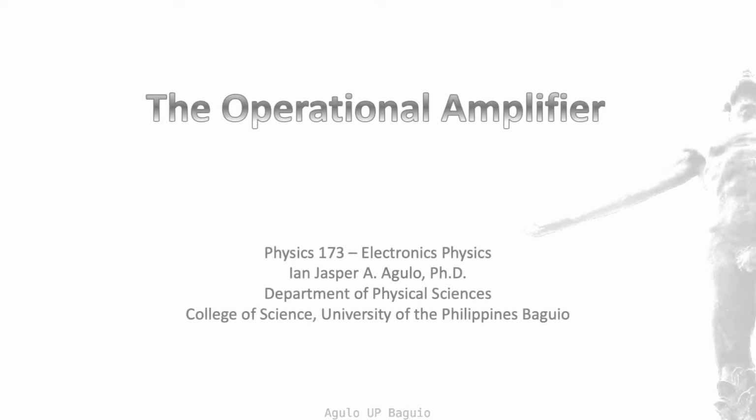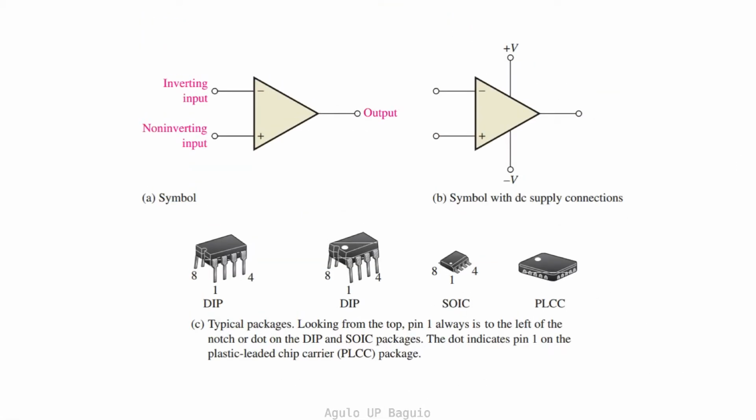In this video, we are going to learn about the operational amplifier. We'll discuss how the operational amplifier works and its most common applications. An operational amplifier, or an op-amp for short, is basically a signal amplifier.